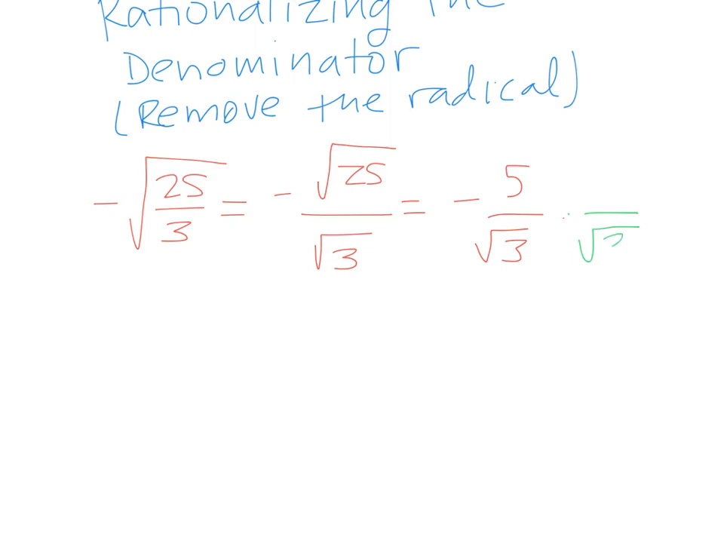If we multiply the bottom by square root 3, we have to multiply the top by square root 3, because then it becomes just multiplying by 1. So we choose that square root 3 because when we multiply square root 3 by itself, that just becomes 3, whatever's underneath the square root. And then the numerator, we get 5 times square root 3, like that. So we end up with negative 5 square root 3 over 3, and we've gotten rid of the radical in the denominator. It's okay if there's a radical in the numerator.